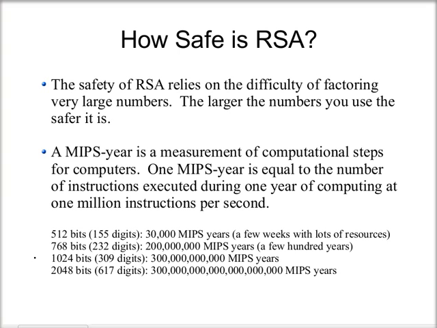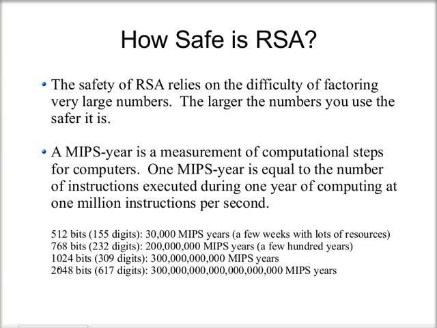So down here, if I have a key that is 512 bits, which is 155 digits long, then it's going to take 30,000 MIPS years to crack that encryption. And that's equivalent to a few weeks with a lot of resources, something like a network of powerful computers. If we go up to 768 bits or 232 digits, then that would take a few hundred years with the same resources to break that encryption.